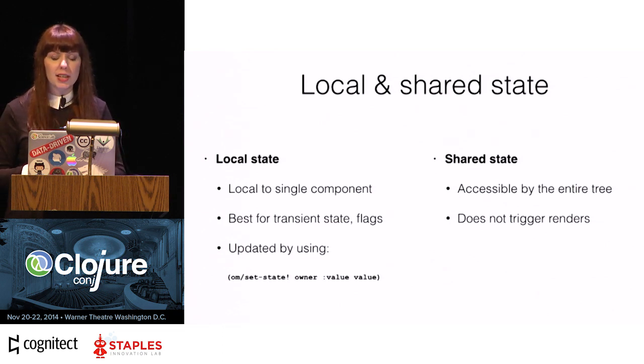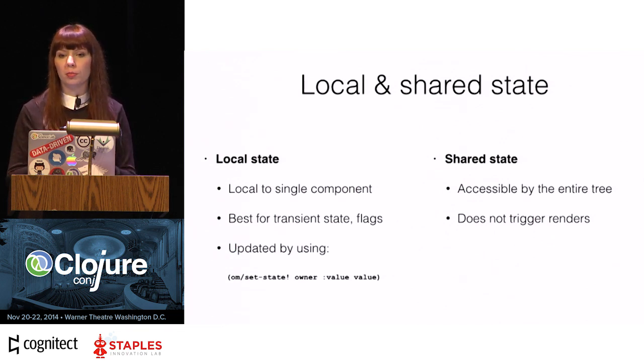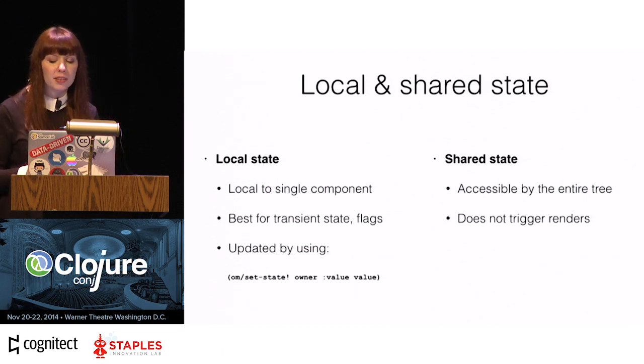There's also shared state, which is accessible by the entire tree, so all components in the same tree under the same root can access the shared state, and you don't have to pass it from component to component because it's always there. But the thing about shared state is that it doesn't trigger renders. So it's good for storing corresponding channels or some static information, but don't expect to store something in shared state and have the UI updated when something changes.